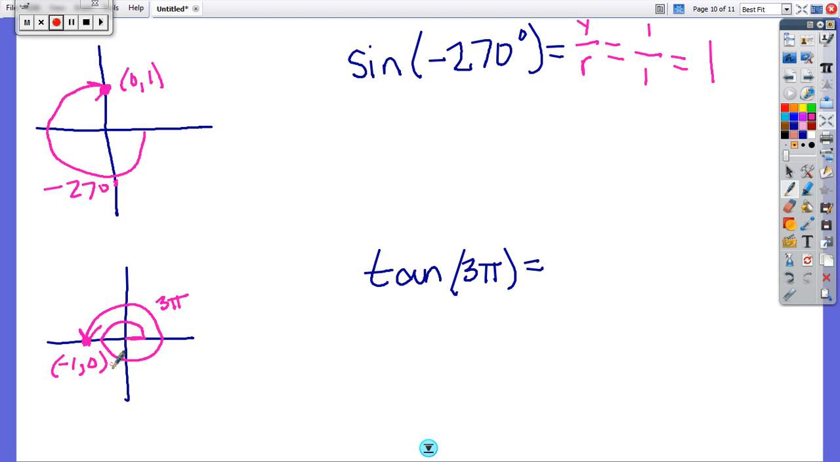I'm going to do the same thing. If you look back in your notes for tangent, we said that tangent is always going to be y divided by x. And y divided by x in this case is going to be 0 divided by negative 1. 0 divided by anything is 0. So the tangent of 3 pi is 0.